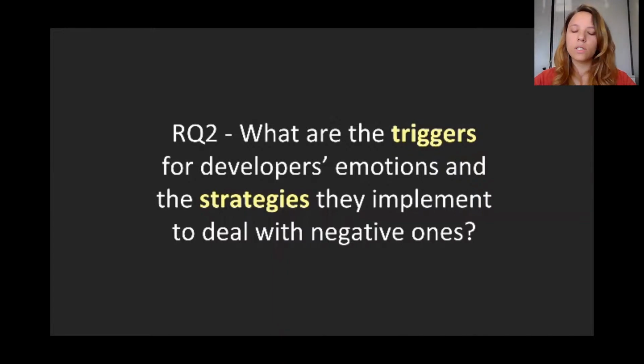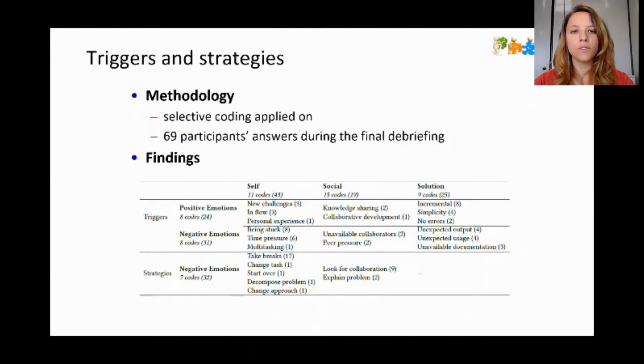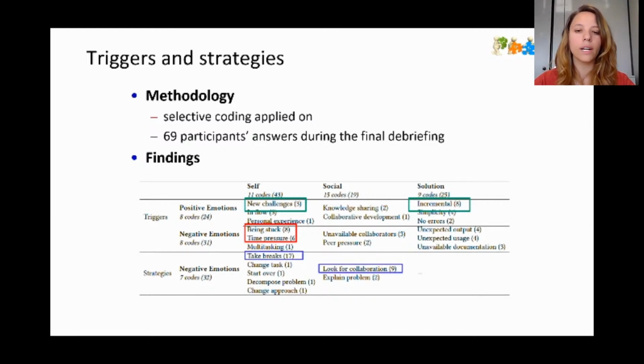As regards the second research question, related to the triggers for developers' emotions, we applied selective coding on the answers that participants gave during the final interview. And we found that developers experience positive emotions, especially when they start a new project, because it's a sort of feeling of new challenge, and also when they succeed in implementing a solution, because it means that they can move to the next step. Developers experience negative emotions when they are stuck on some piece of code or when they feel the pressure of the deadlines. And as regards strategies, developers usually take a break or ask for peer collaboration.